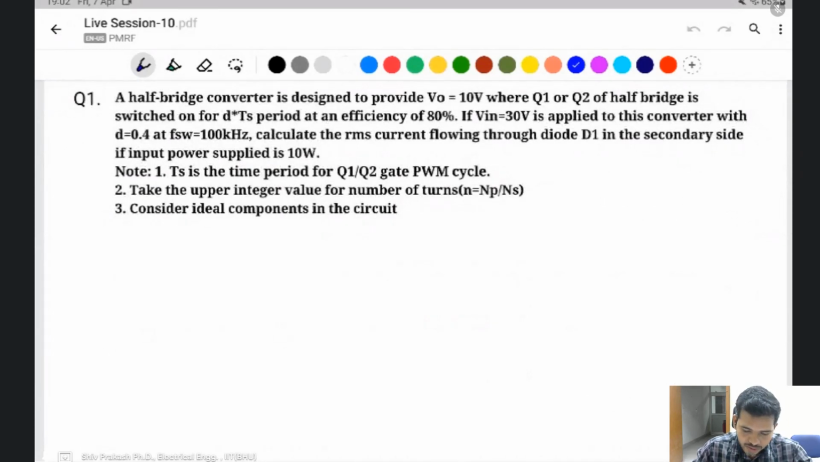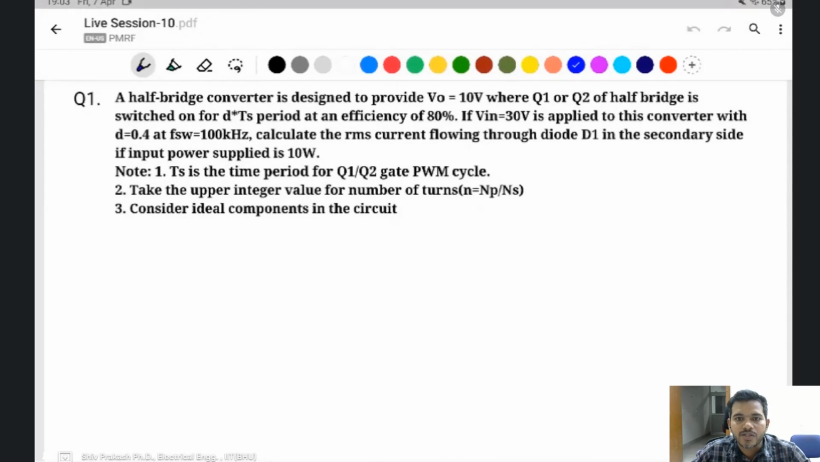I have taken a question first for a half bridge DC-DC converter. A half bridge DC converter is designed to provide V naught equal to 10 volt, where Q1 and/or Q2 of the half bridge is switched on for a D times Ts time period. It means the duty ratio is D, at an efficiency of 80%. If an input voltage of 30 volt is applied to this converter with a duty ratio of 0.4 at 100 kilohertz frequency, calculate the RMS current flowing through diode D1.